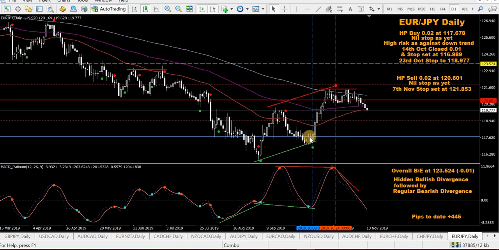Euro yen in a buy back here. I've already closed half. Took a sell here, and I've got a stop in place. I might look at closing half of this sell tomorrow. MACD Platinum's through the zero level well and truly. There are the stop levels for both trades. There's the overall break even up there. We're negative, price is well below it, so it's all good. Looking good on the Euro yen, moving right along, hopefully.